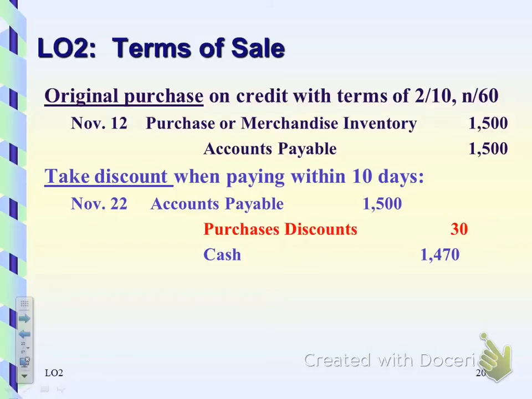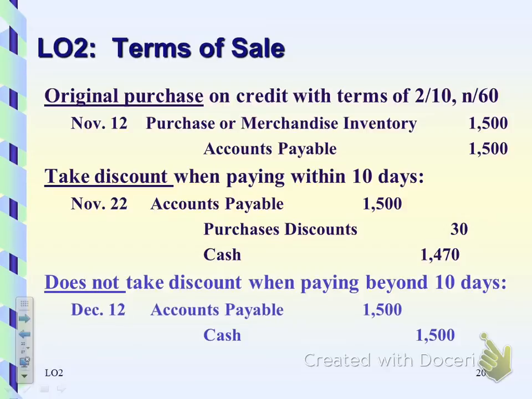So if the discount's taken within the 10 days, this is how it looks from the buyer's side of the equation. This is important because this might be a really good test question for you guys to know, okay? So the accounts payable is going to go away. You're no longer going to owe that, but are you paying out a full $1,500? No, you're not. You're only paying out less the discount. So you're only paying out $1,470, but you have to reflect, otherwise your debits and your credits wouldn't equal. So you have to reflect that as a purchase discount, okay? And that's the other $30.